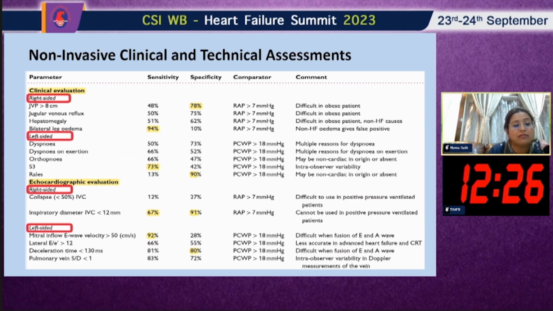In the echocardiographic evaluation, the right-sided heart failure features are an IVC which is not collapsible by more than 50%, and an inspiratory diameter of IVC, if it is less than 12, we can be sure of the volume overload status. If there are left-sided features, mitral inflow velocity is more than 50 centimeters per second, lateral E by E dash is more than 12, and DT is less than 130. All are features where there is evidence of heart failure.